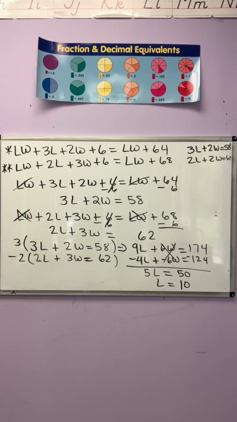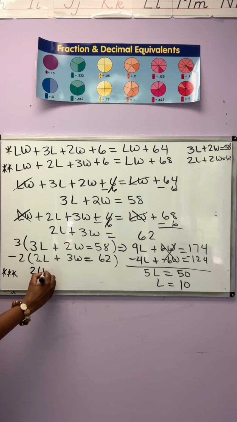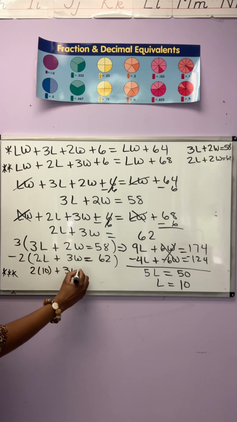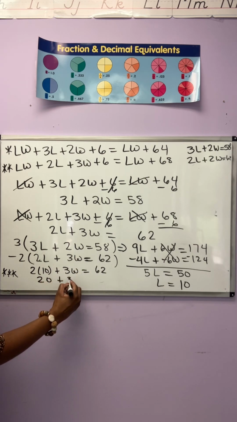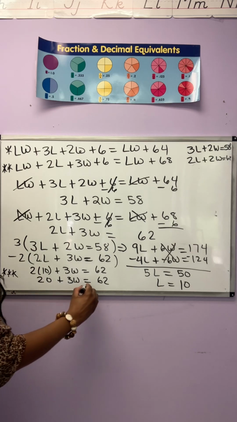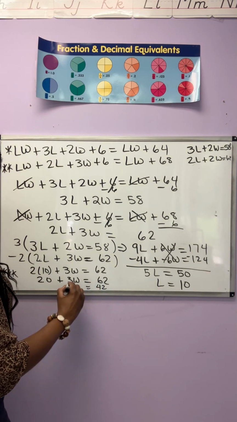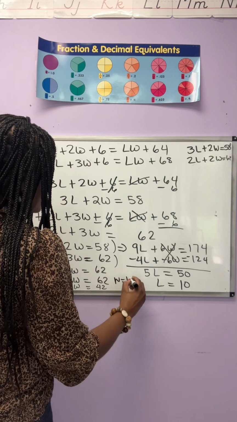And now we can plug it into any of these equations. So I'll do it right here to find our width. I'll just plug it into the bottom one. So if our length was 10, let's see, this is 20 plus 3W equals 62. And if I do minus 20 on both sides, I have 42. And 42 divided by 3 is 14. So I have a width of 14.